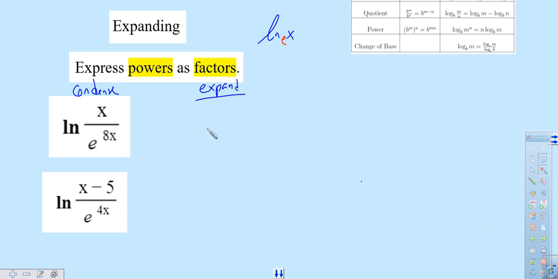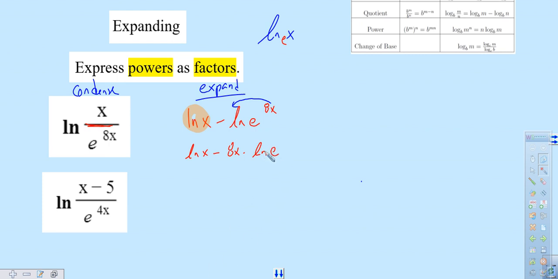When we're expanding, the first thing we do is get rid of a product or quotient rule. So we see that we have the quotient right here. So we're going ahead and rewrite this as the ln of x minus the ln of e to the 8x. Okay, this guy's done. Nothing you can do to him. However, this guy, we have an exponent that can be moved out in front. So this becomes the ln of x minus 8x times the ln of e.